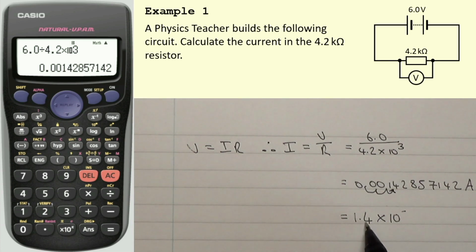So that means this number here can also be written as 1.4 times 10 to the power of negative 3 amps. And of course, that's much, much neater than this.